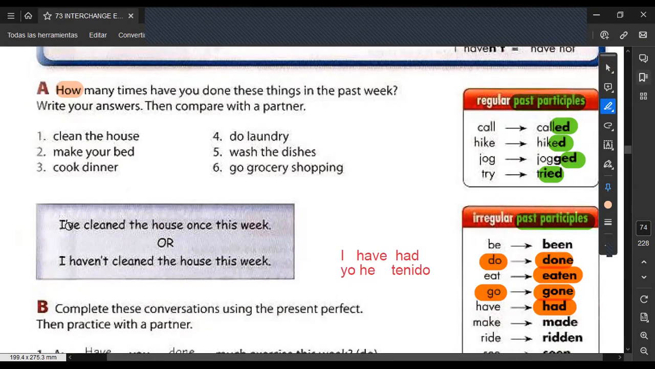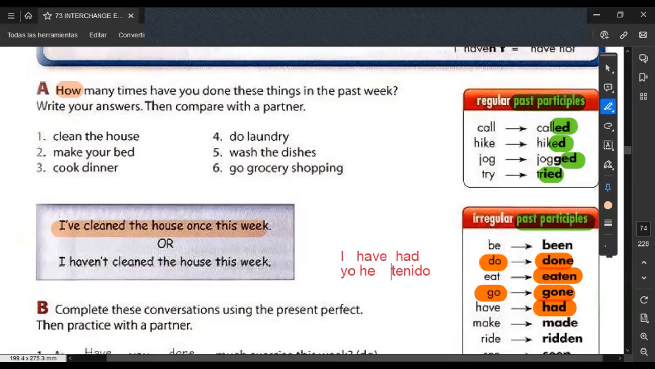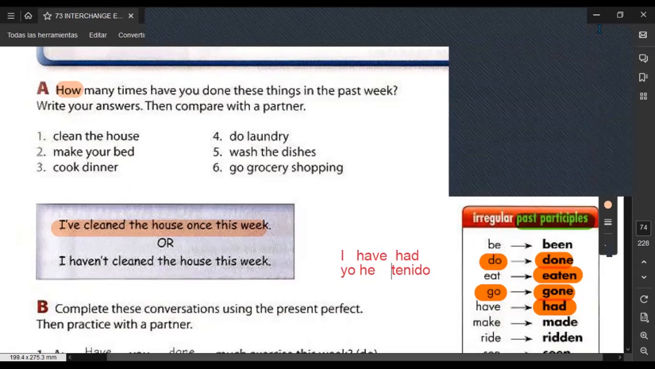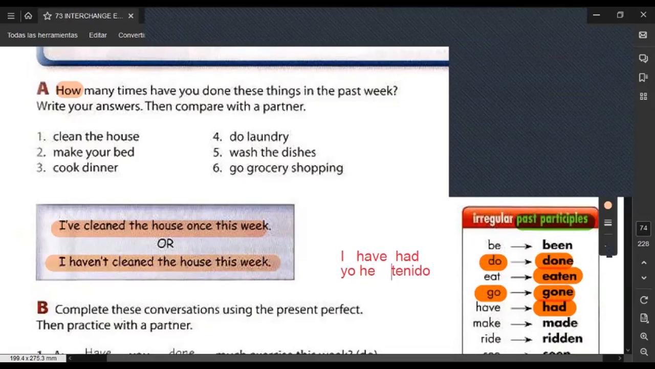Okay, the example. Can you help me, Lucia, con el primer ejemplo? I cleaned the house once this week. Once this week. Yo he limpiado. So the next example, can you help me with the next example, please? Hector Enrique, with the next one, I haven't. Se me durmió. I haven't cleaned the house this week. Estoy bromeando, no se va a enojar. No, teacher, no se preocupe.